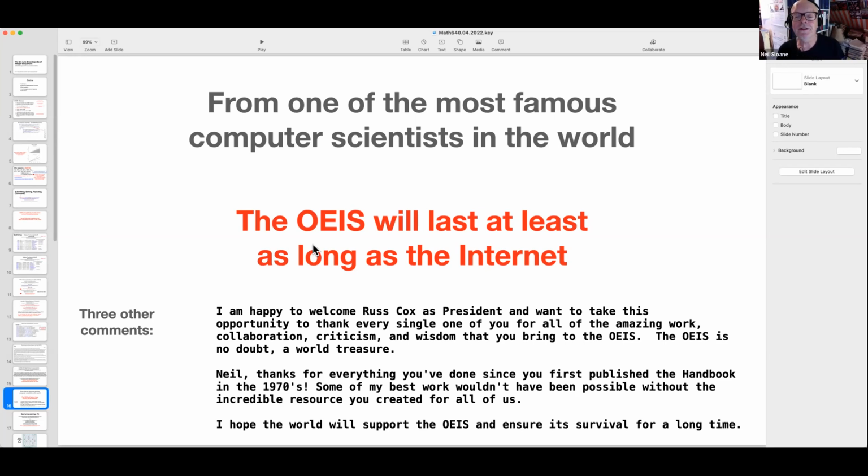So when I stepped down as president, I mentioned to one of my friends that I was worried about the future of the OEIS, because after all these years, what's going to happen to it? And he said that he thought that the OEIS will last at least as long as the internet. There are three other comments at the bottom here, one of which, I forget who sent this in, somebody famous, said, I hope the world will support the OEIS and ensure its survival for a long time. So when you folks launch your first startup and make your first $1 billion, keep the OEIS Foundation in mind.